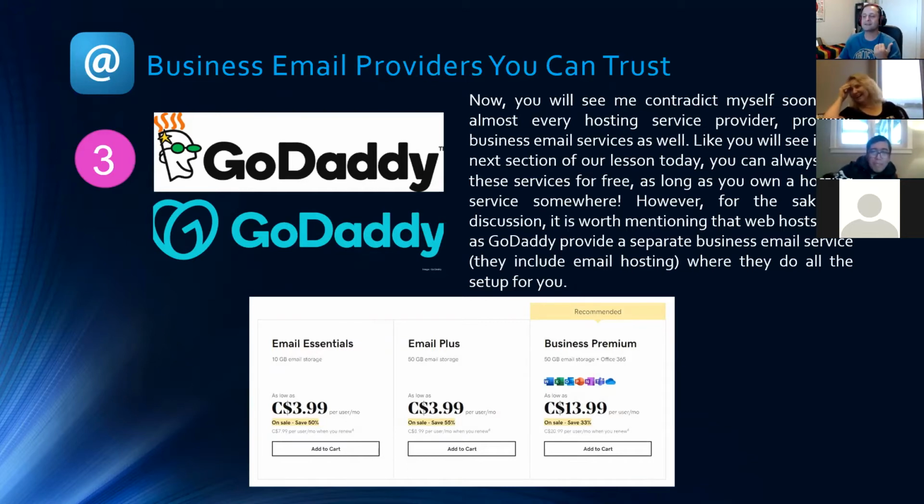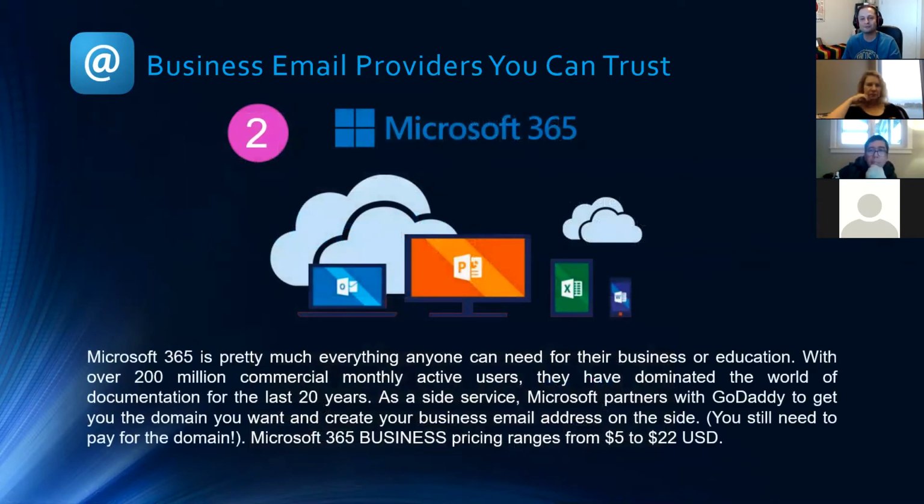that being said, what you're seeing here, business email, 50 gigabytes of email storage plus Office and everything else, you're getting it for $14 Canadian here, right? This is the Microsoft package. There's even Office inside it, right? Microsoft sells this for 22 US dollars. So when you're selecting your tools, really compare them and see where they're getting their stuff from.